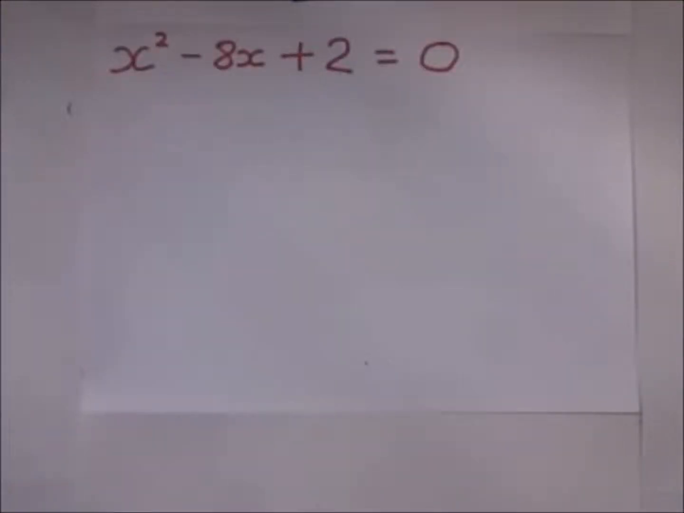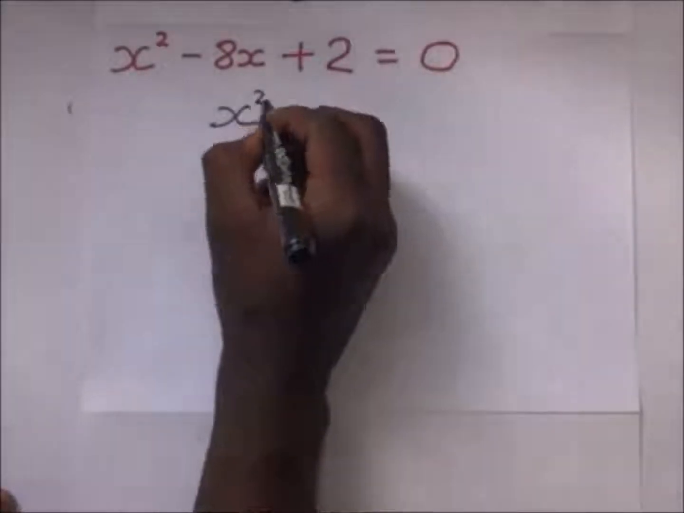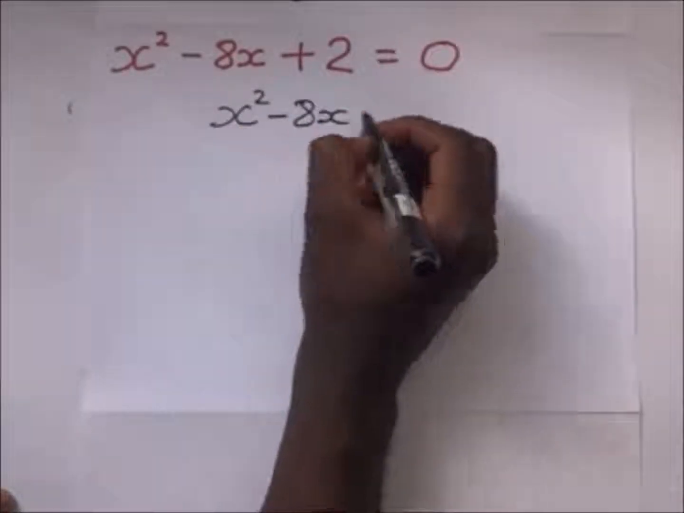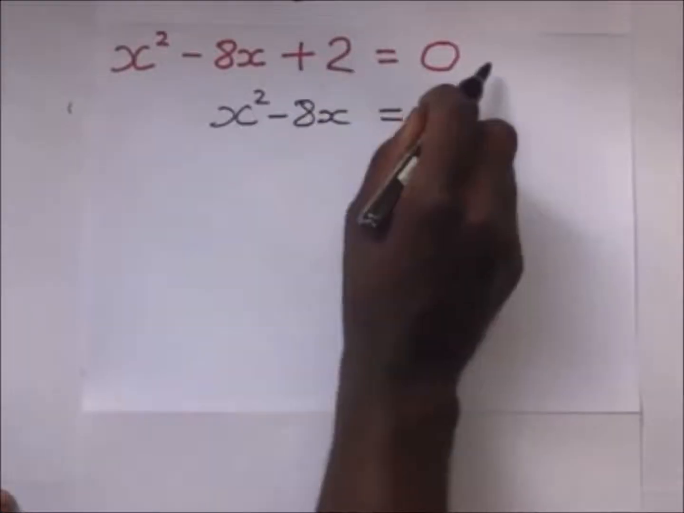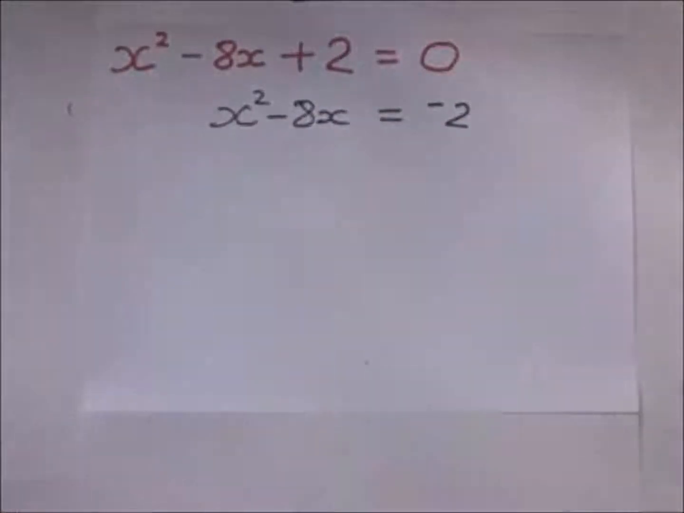So we are going to solve this quadratic equation by completing the square. When we are completing the square, our first step will be x squared minus 8x is going to be equal to, this 2 has to cross to come this side. So it becomes negative 2 on that side.